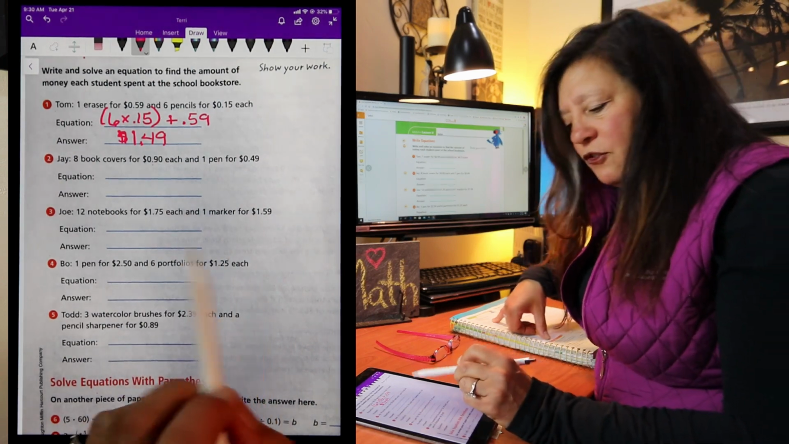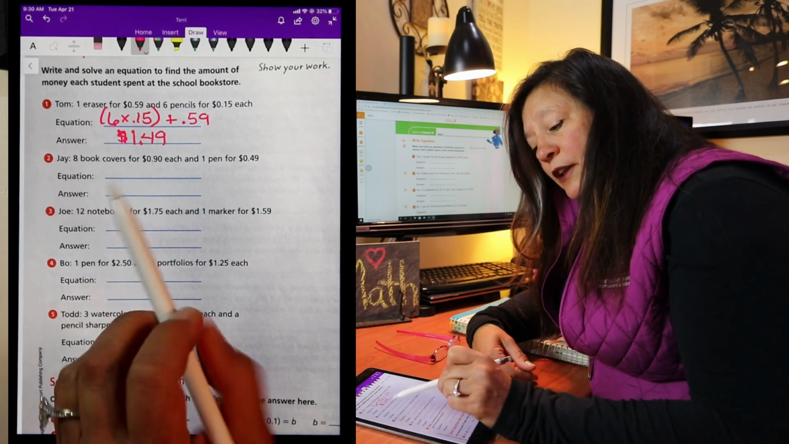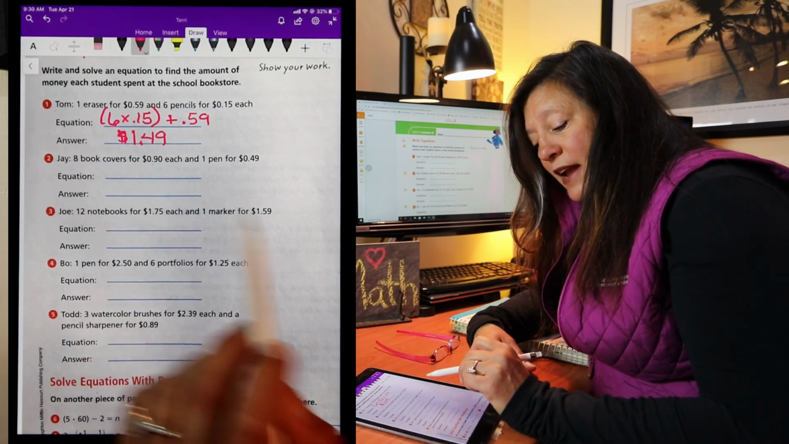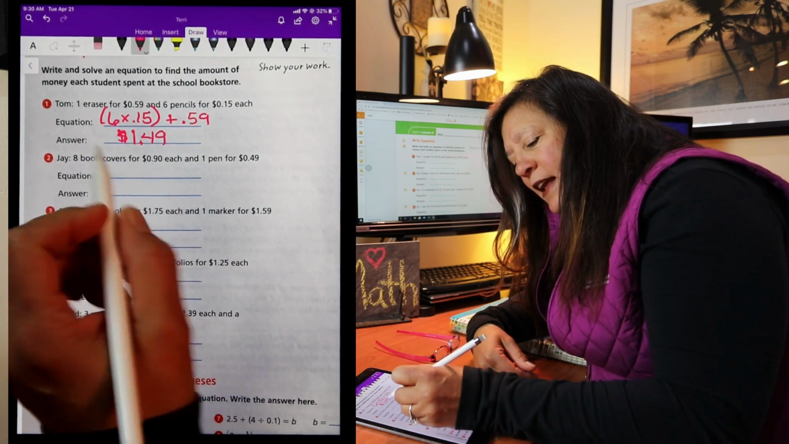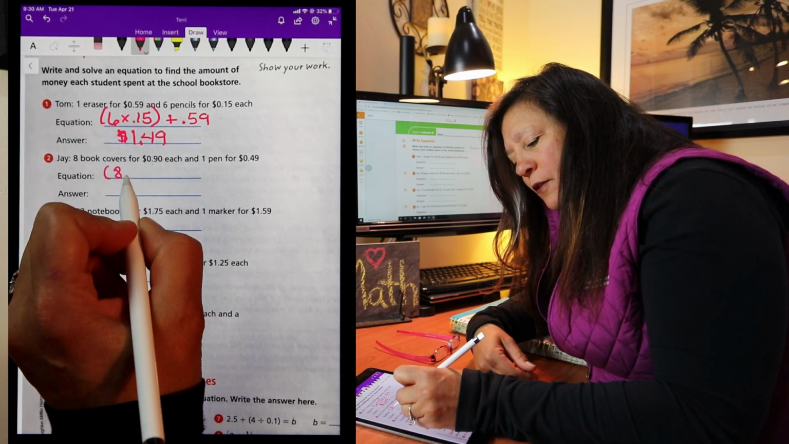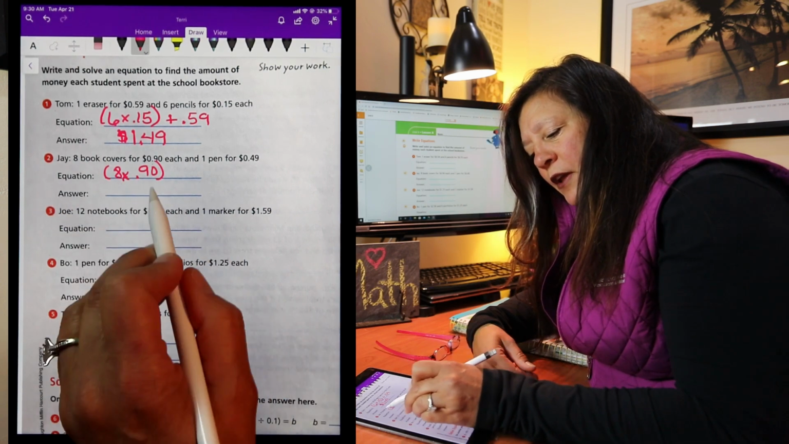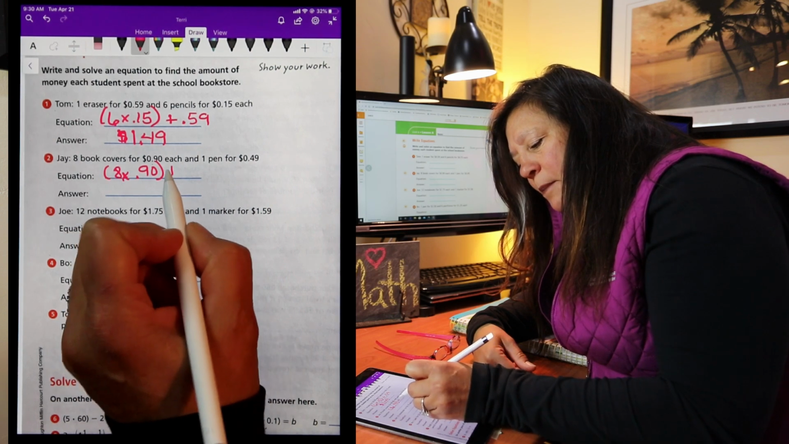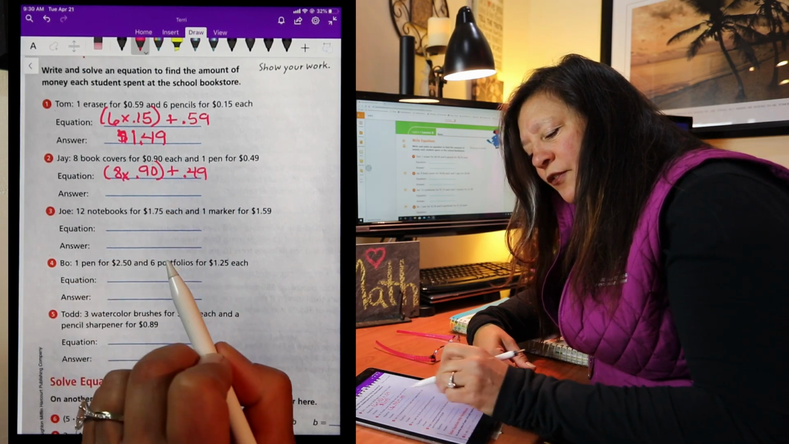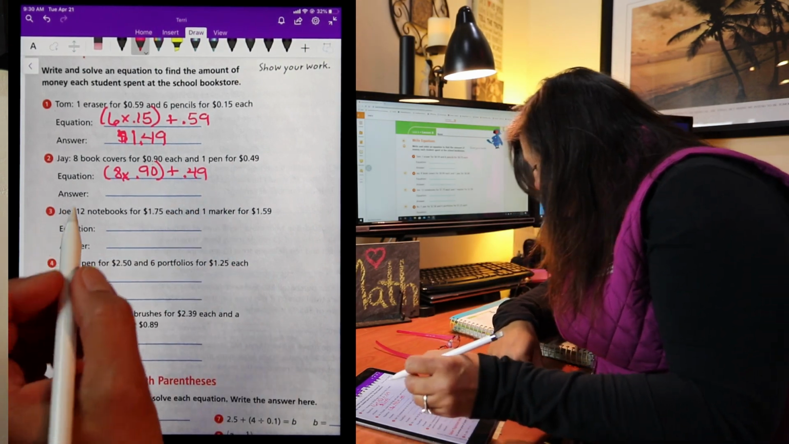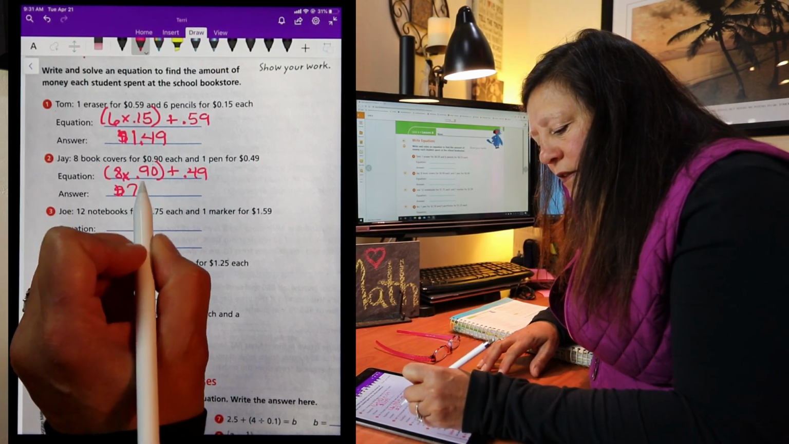So do the math and make sure that's the answer that you get for all of these problems. Number 2, Jay bought 8 book covers for 90 cents each and 1 pen for 49 cents. So our 8 and 90 cents, that's going to go into the parentheses. So 8 times 90 cents to figure out how much he paid for all the book covers, and then a pen for 49 cents. Okay? So do the parentheses first and then add your 49 cents, and your total is going to be $7.69.